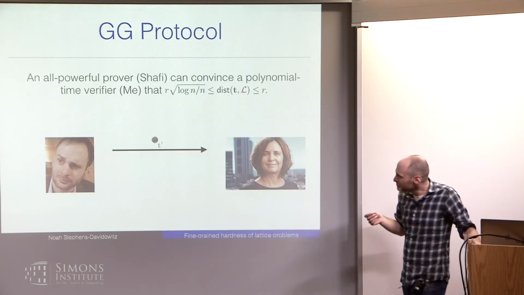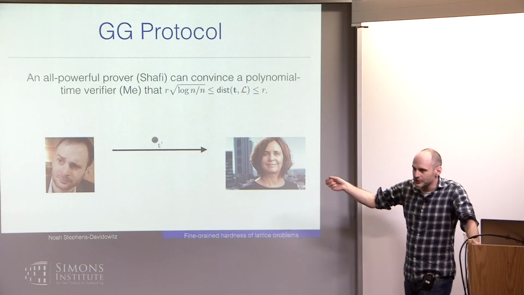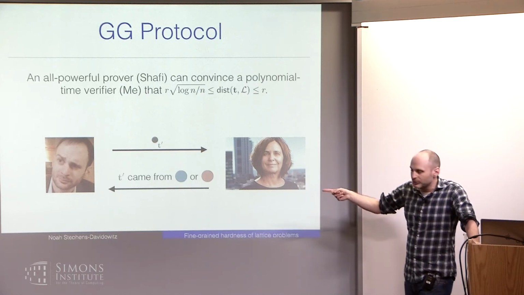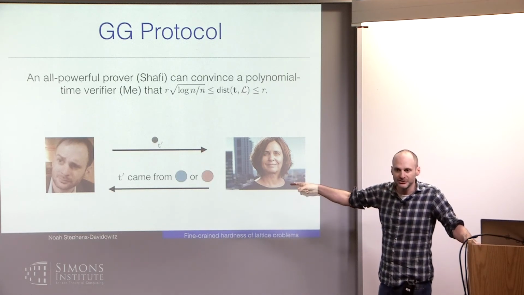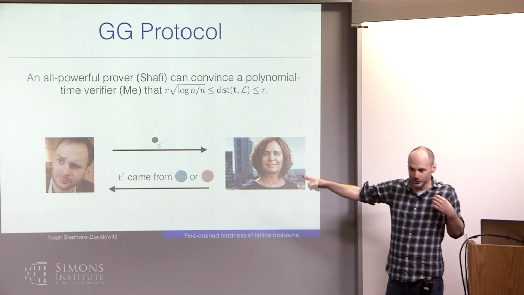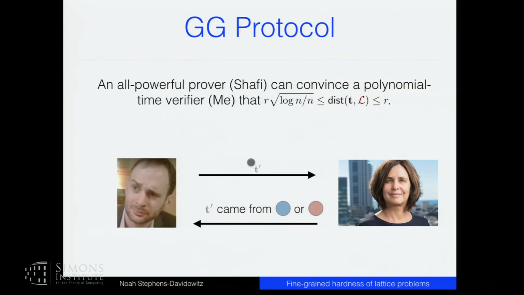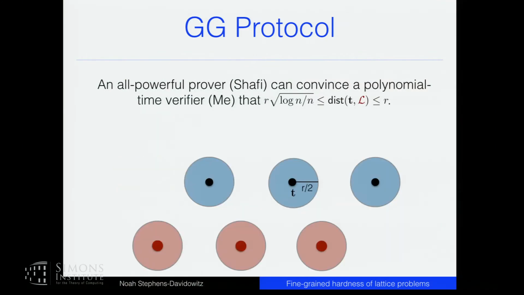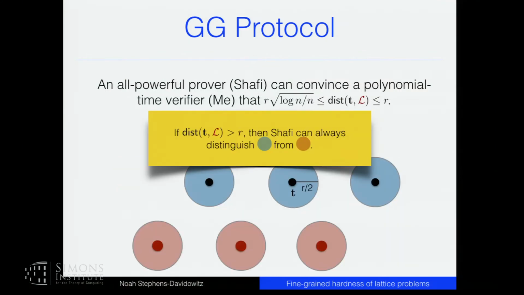So now what I will do is I'll tell Shafi, hey, here's my point. And Shafi will tell me whether it came from the blue set or the red set, whether it's close to the target or it's close to the lattice. That's all Shafi does. And notice that if the distance is in fact larger than r, then Shafi can always distinguish between the blue set and the red set. They're disjoint, right? So she always knows whether I chose blue or red. That's just, I guess, triangle inequality.